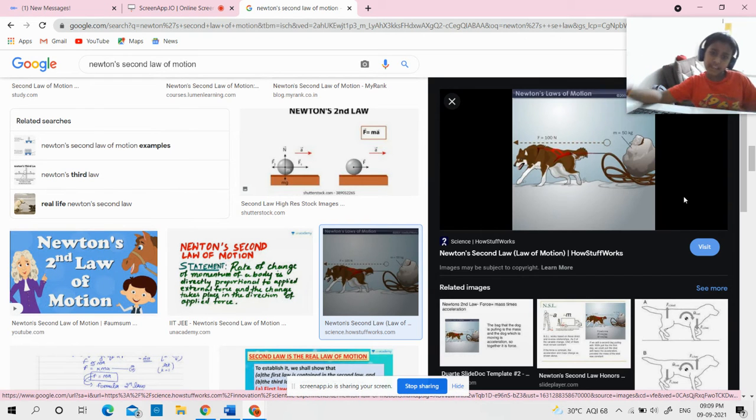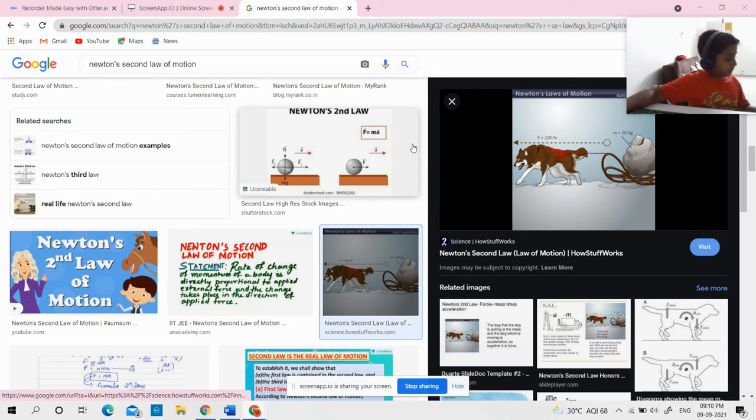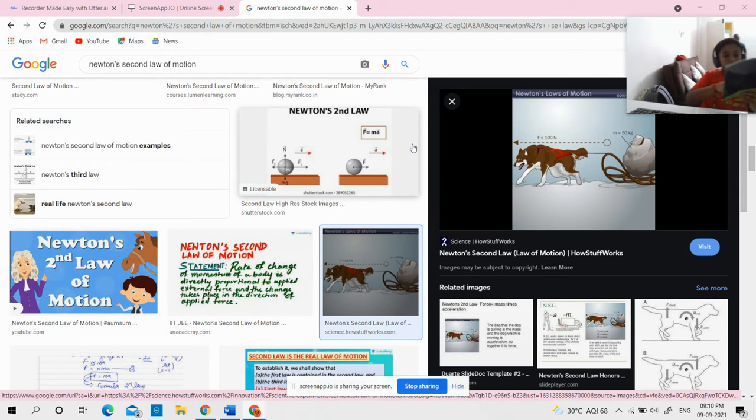And the next type is speed. This is a measure of how much distance it travels in a particular amount of time. The faster an object is moving, the more force is needed to stop it. The more force it will need to stop it. So, you can take an example as a train.